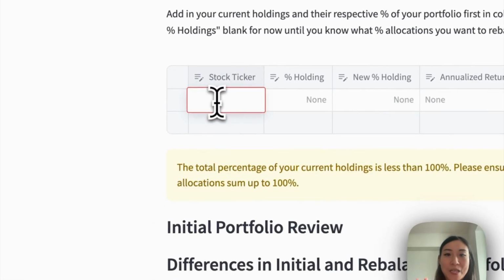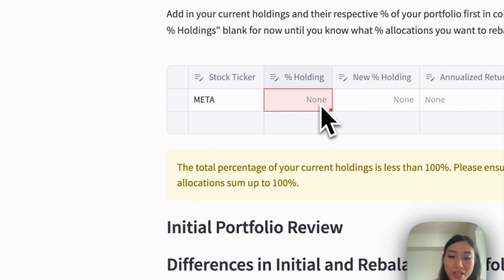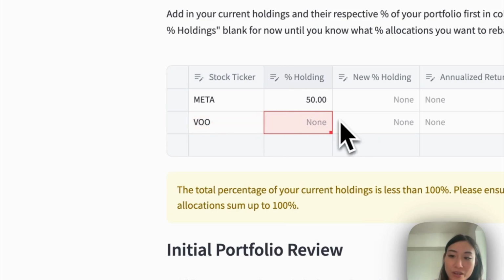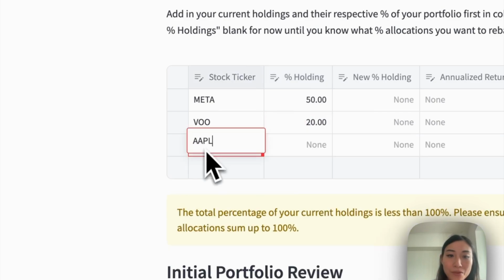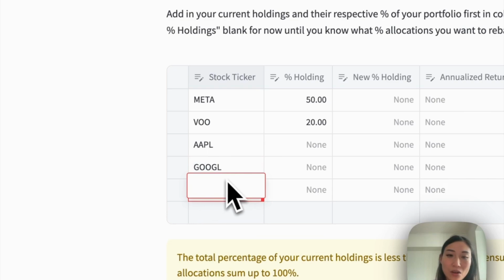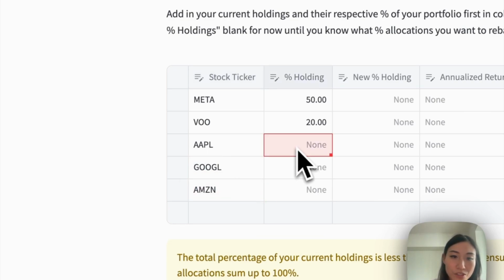So I'm going to just key in a sample portfolio here. Let's say that I work at Meta. I have 50% in Meta holdings. VOO, which is Vanguard S&P 500 ETF, let's say I have just 20%. I have Apple stock, I have Google stock, and let's just say I also have Amazon. Okay, making sure I'm doing the math properly. Let's just do these as 10% each.